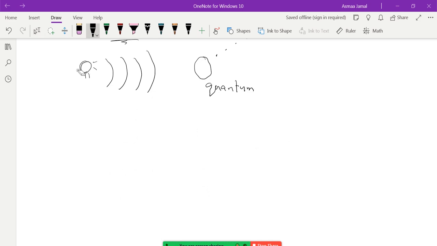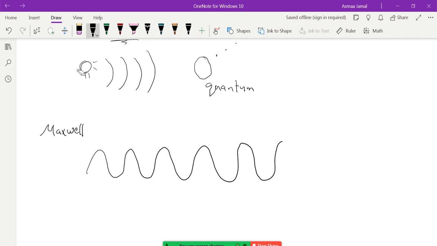The Scottish scientist Maxwell suggested that light is in fact a combination of an electric wave, and perpendicular to that wave we have another wave, which is the magnetic wave. So we have two components of light, one perpendicular to the other. Perpendicular means at 90 degrees. This is the electric one, and this is the magnetic one, to form the electromagnetic waves of the light.